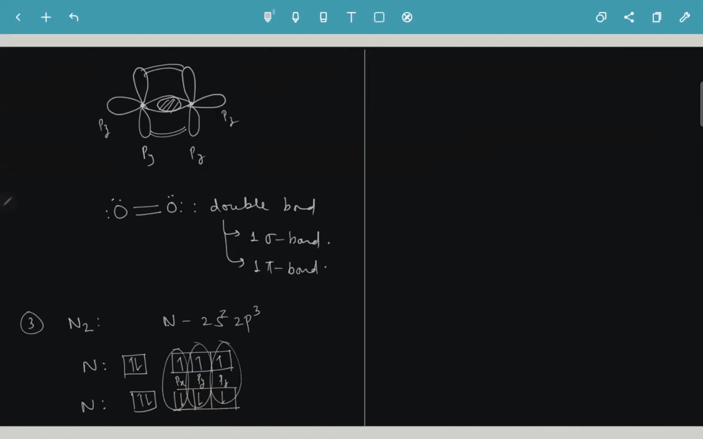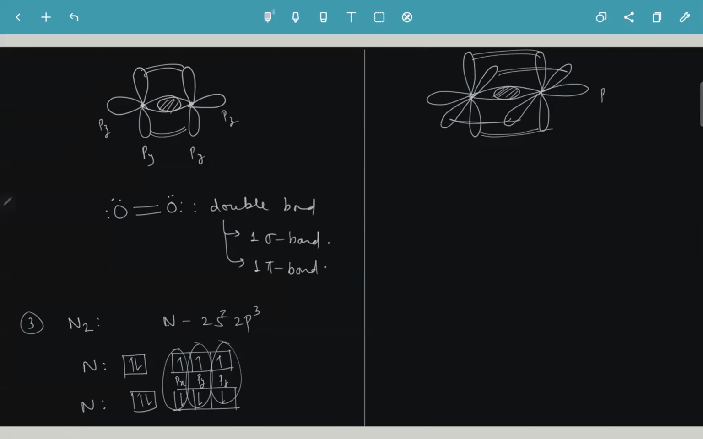अभी PZ का axial overlap आएगा, resulting in formation of a sigma bond. PY will give lateral overlap. PX is also perpendicular to it, will also give lateral overlap. आ रहा समझ में? Suppose ये PZ है, this is PY, this is PX.